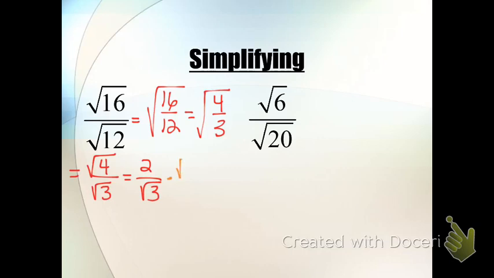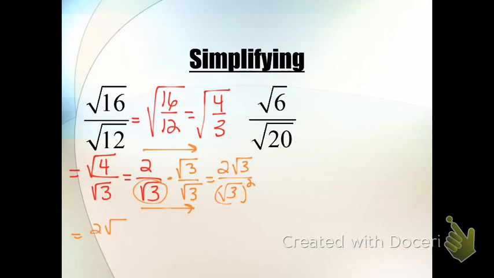I'm going to multiply by a fancy version of 1. In this case my denominator was root 3, so my fancy 1 is root 3 over root 3. And 2 times root 3 is 2 root 3. And the square root of 3 times the square root of 3 is the square root of 3 squared. And when you square a square root, those are inverses. So that's just a 3. And 2 over 3 doesn't reduce anymore. So this is my final answer, 2 root 3 over 3.